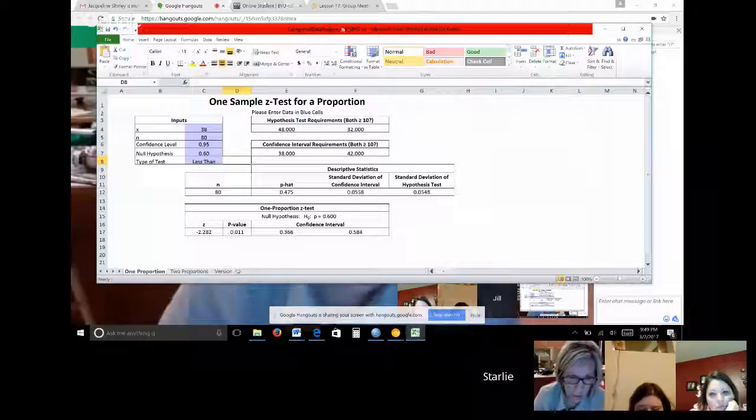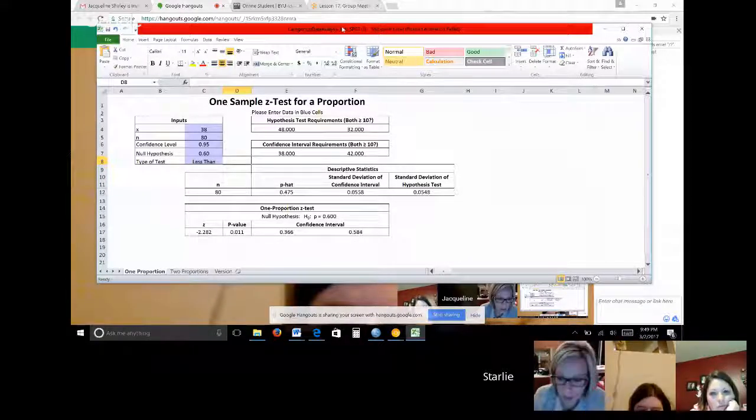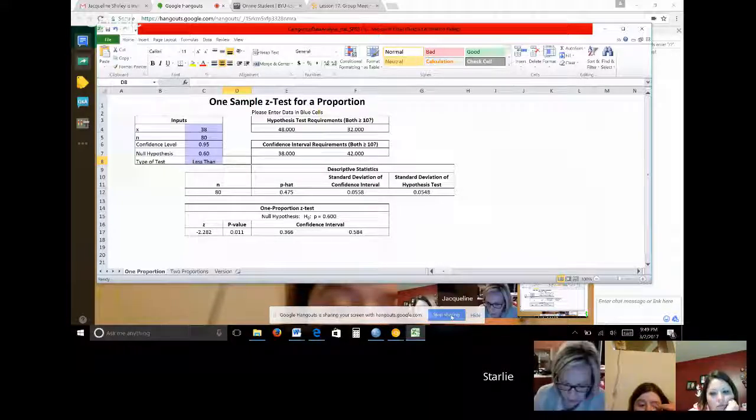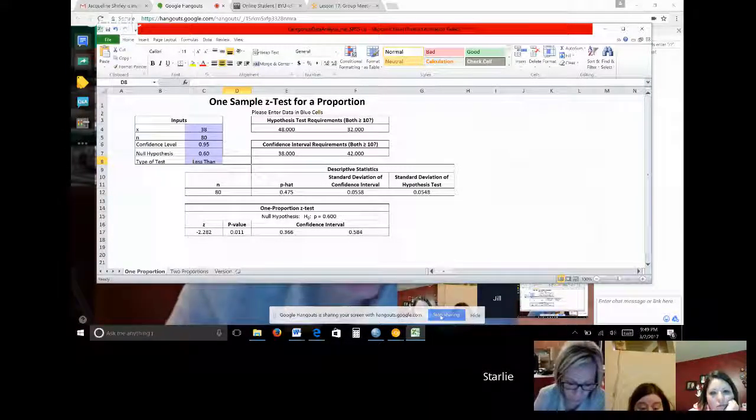Does that make sense? I'm going to go back to my test now, so I'm going to unscreen share. So at the beginning of this section of questions, we could have thrown it in here and gotten all the answers. So now we know negative 2.282, right? Yep, that's it.